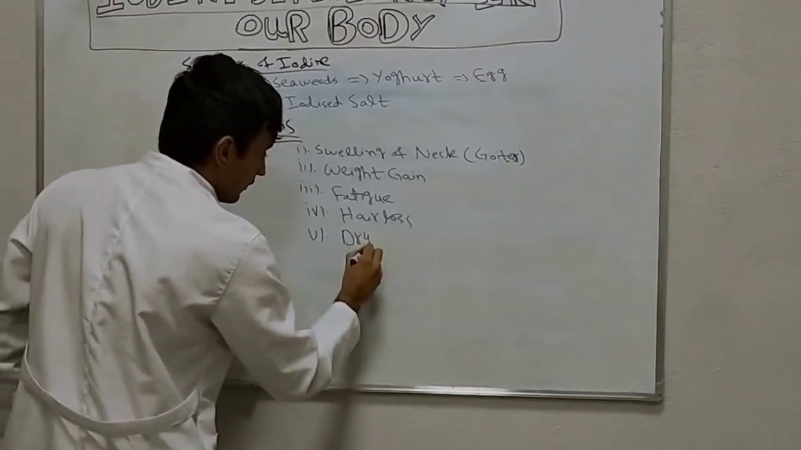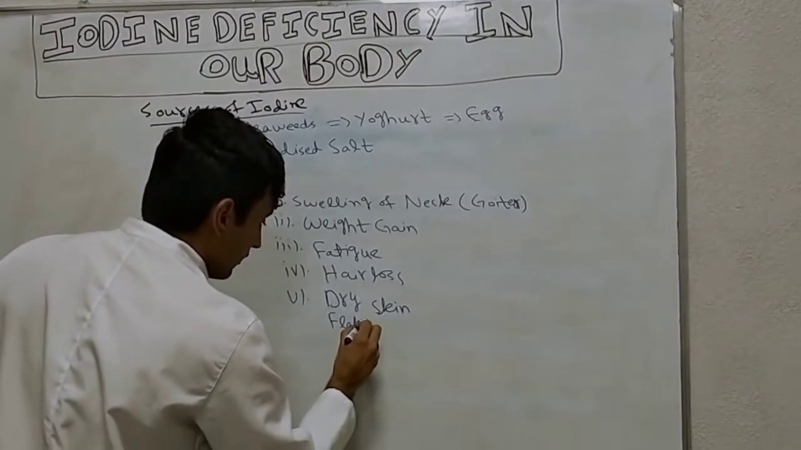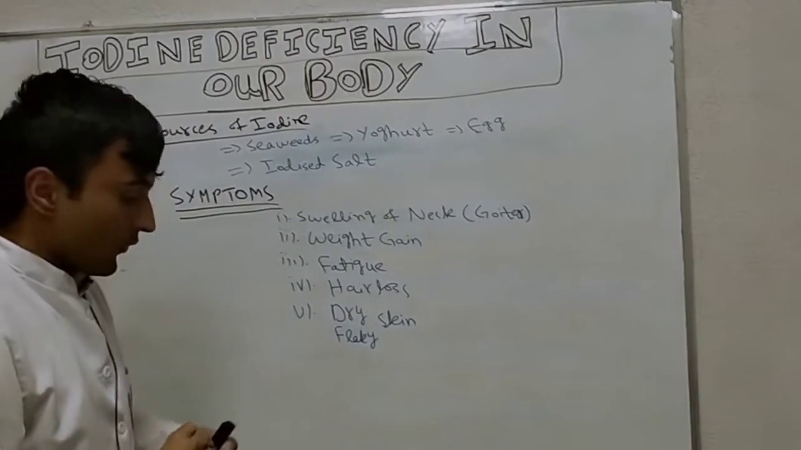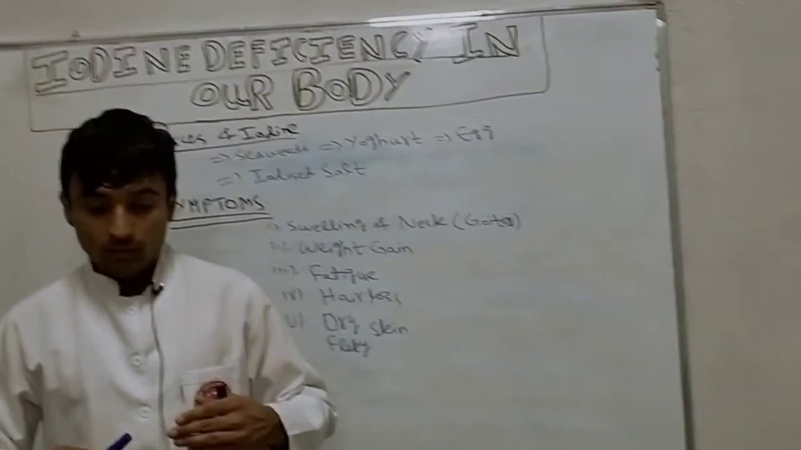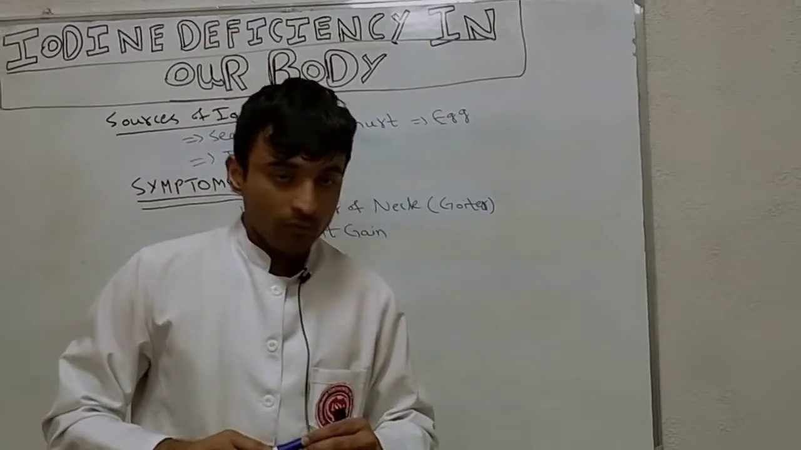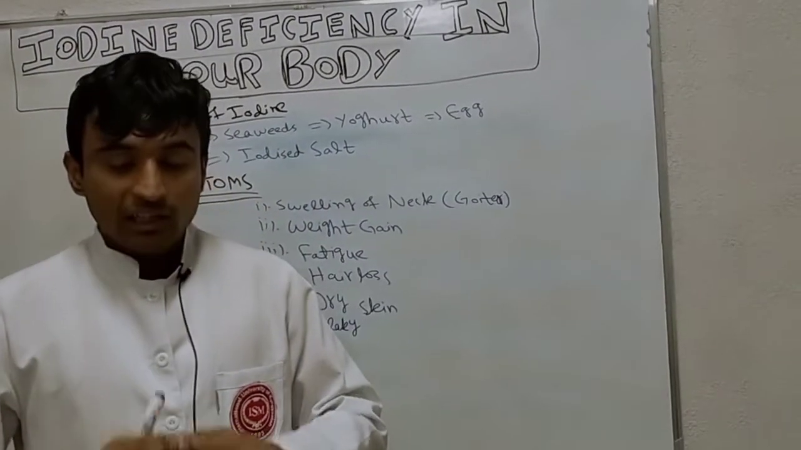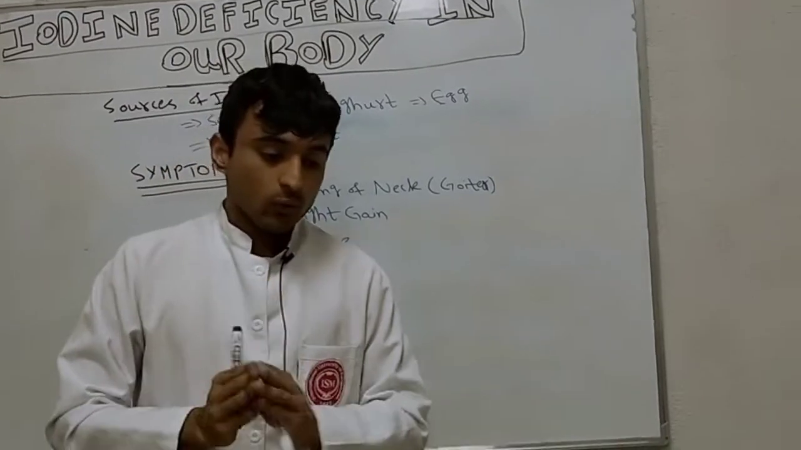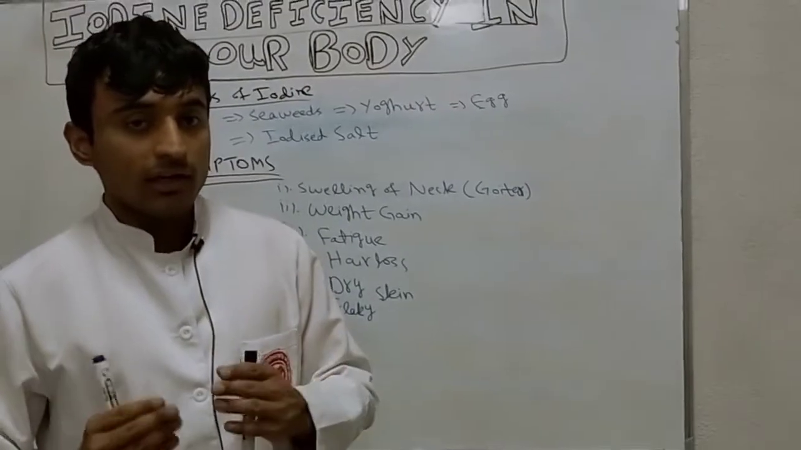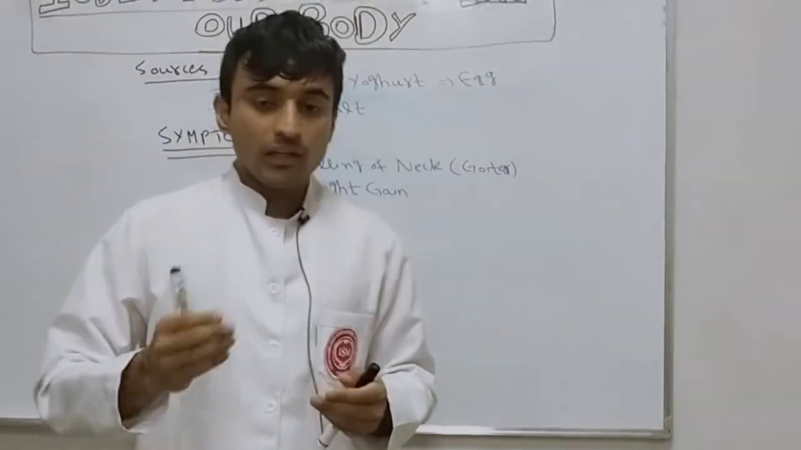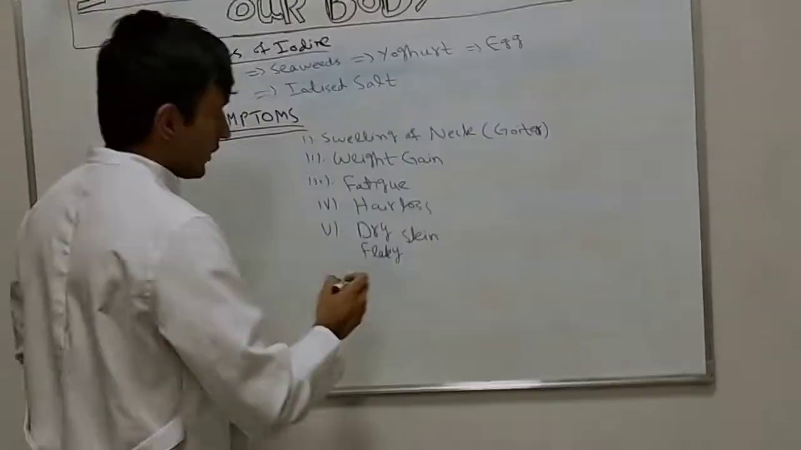Dry skin, dry flaky skin. Dry flaky skin occurs because the thyroid hormone is involved in the production of heat and the maintenance of normal metabolism in our body. It produces sweat, so that it can keep our external skin moist. Due to the lower production of sweat, the moisture of the skin is not enough as in the normal case, so the skin gets dry. So this is also a symptom of iodine deficiency.